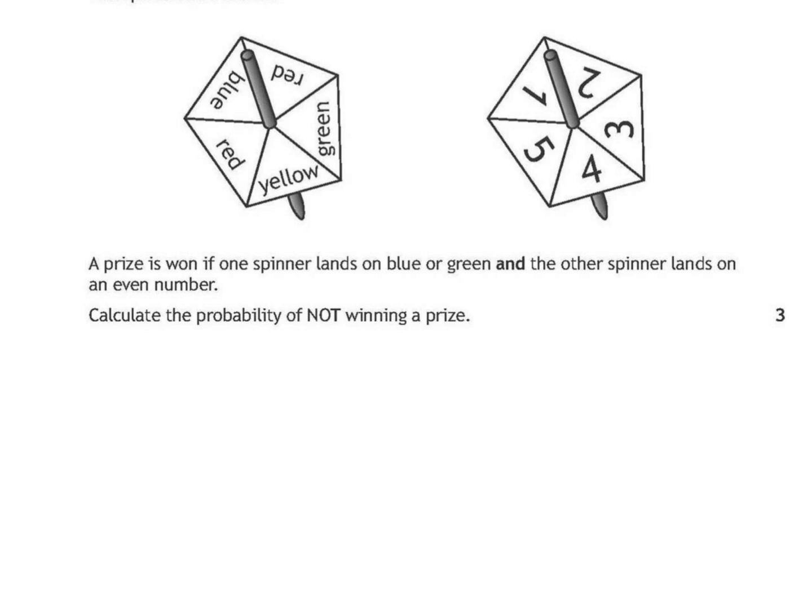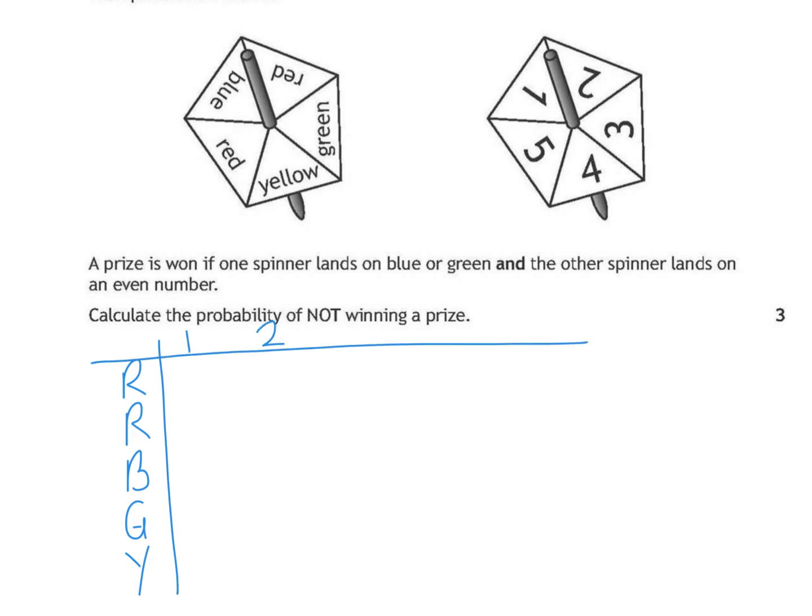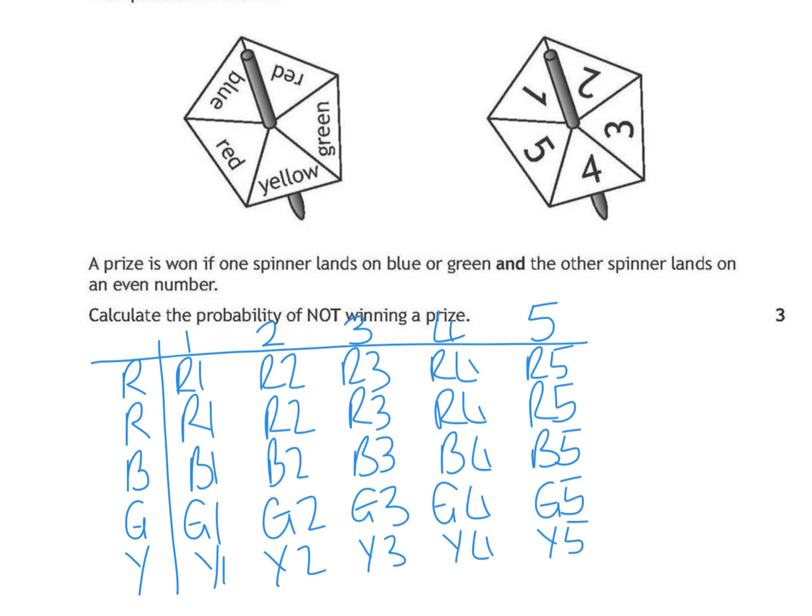So if I take the colours, we can land on a red. Oh, red's there twice, so I'm just going to write red, red. I've got a blue, a green and a yellow for short. And then I've got the numbers 1 to 5. So 1, 2, 3, 4, 5. So I can have red 1, red 2, red 3. Let's fill this in quickly. Okay, so I've filled it all out.